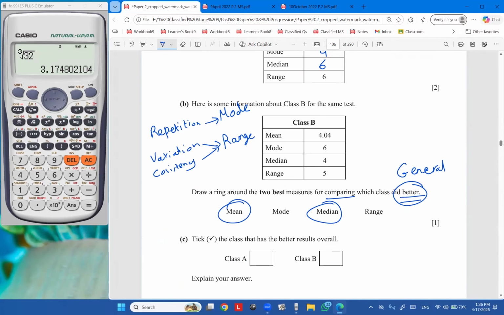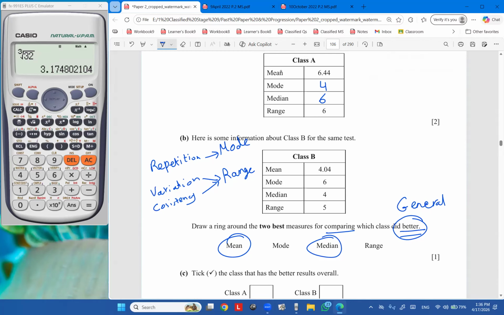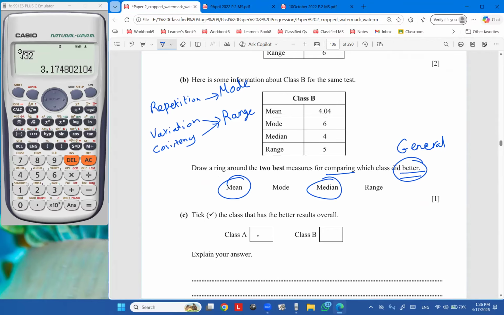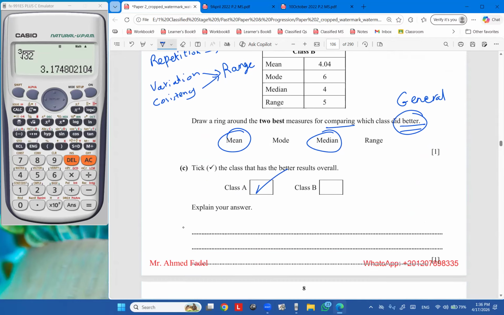Take the class that has the better results. So based on the mean, I have class A better than class B. Based on the median, I have class A also better than class B. So class A is better than class B because class A's mean and median are higher than class B's mean and median.